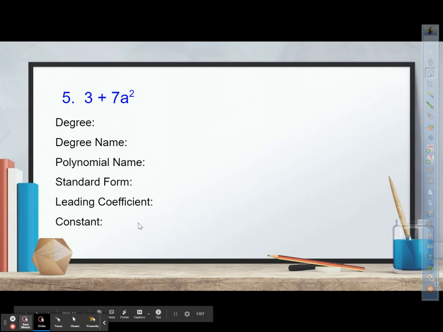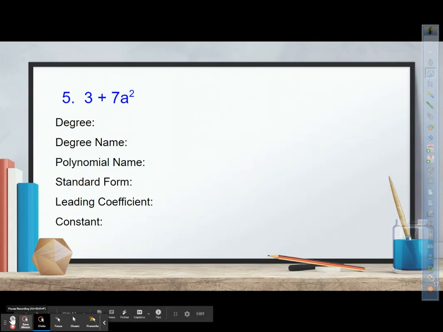All right, number 5. Does this one say guided practice? Okay. This one you're going to do with your partner. Kaden, can I get you to move over there and you and Brandon be partners today since both of your partners are gone? All right, so here's number 5. First, you need to fill in the expression 3 plus 7a squared. And you need to work that out with your partner.